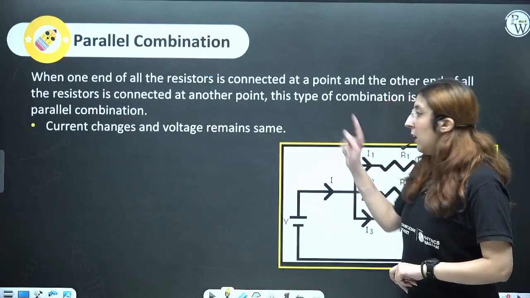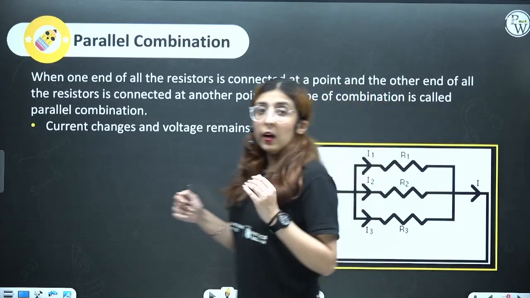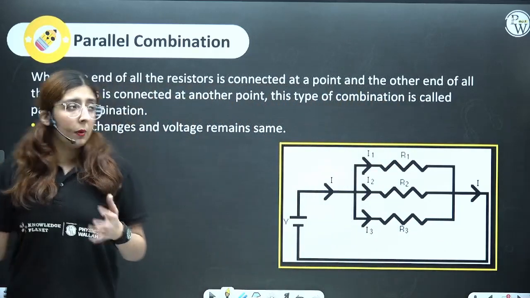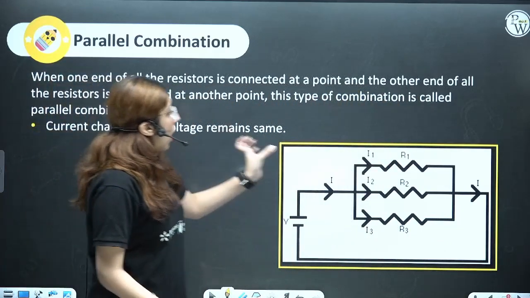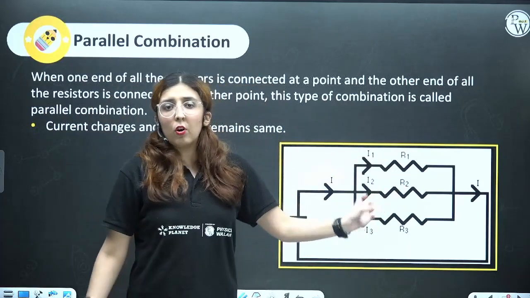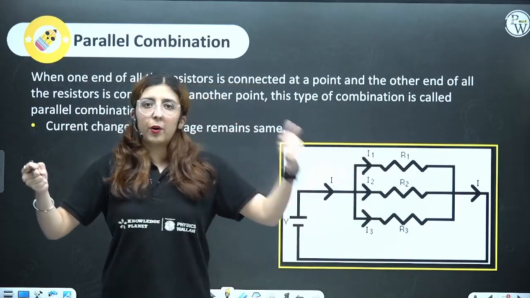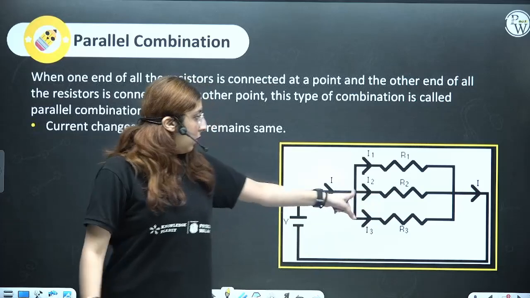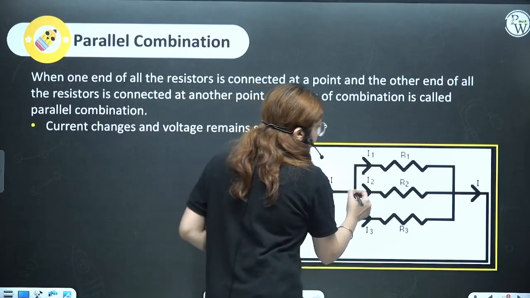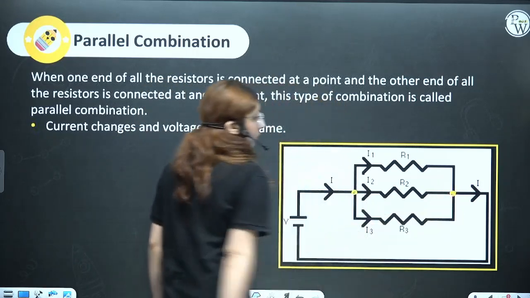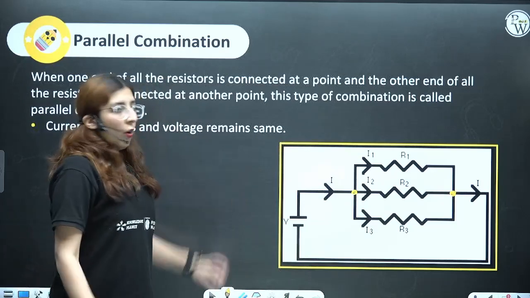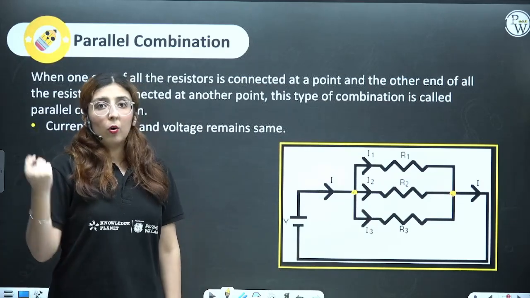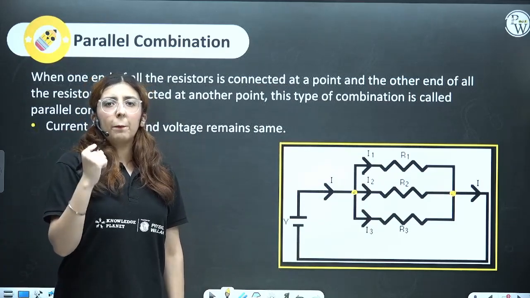Now let's talk about parallel. Parallel means it's not one after another. It will be a combination where all the components are connected from one point to another, sharing it. Have a look, point A to point B. Now let's talk about current. Current is flow, and it depends on the path.